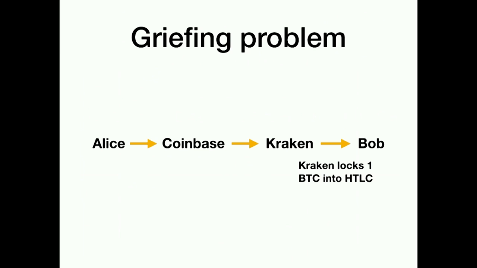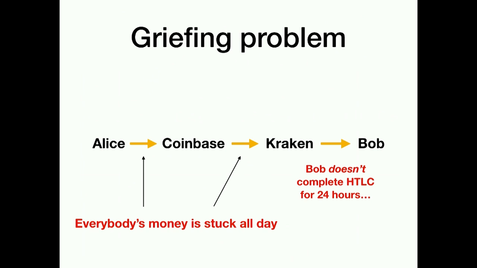And Bob just says, I'm not completing the HTLC, I'm just holding on to my pre-image. Now everybody's money is stuck all day. Like, this is money. Now, Alice maybe knew what she was getting into, sending this payment to Bob, but we now have this relationship between Coinbase and Kraken, where they maybe have this payment channel that's doing a bunch of routing. They have one Bitcoin stuck in this payment channel that they can't use for any other payments for 24 hours. That's just a feature of the system.